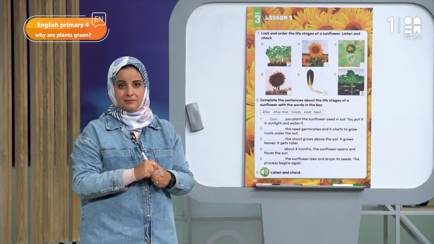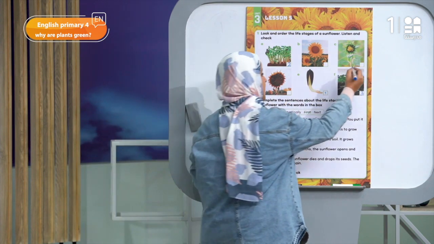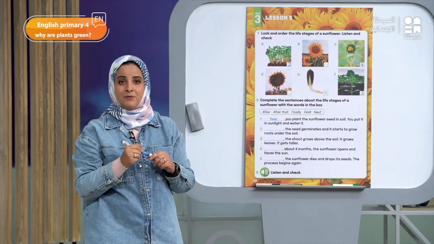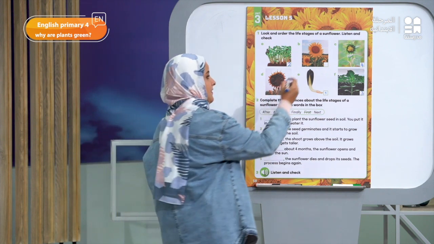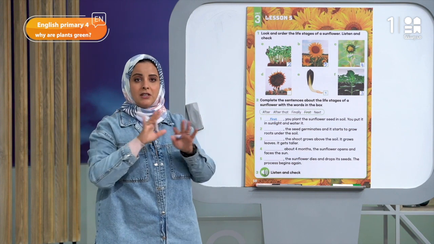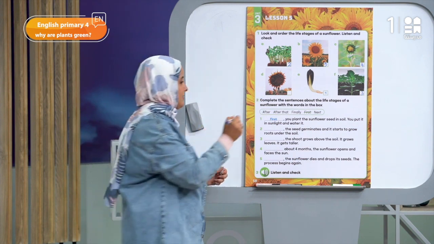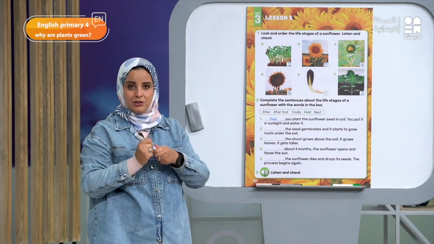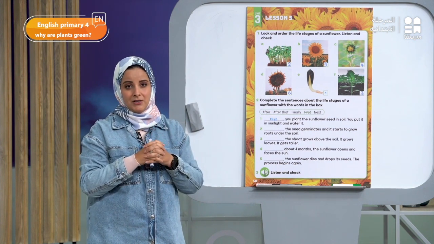Number 4. Very good. C. The sunflower starts to grow. 5. B. Excellent. The sunflower is facing the sun. So, of course, the last stage is very good. D. The sunflower dies and the seeds will fall down in order to grow new plants. Very good, my dear boys and girls.